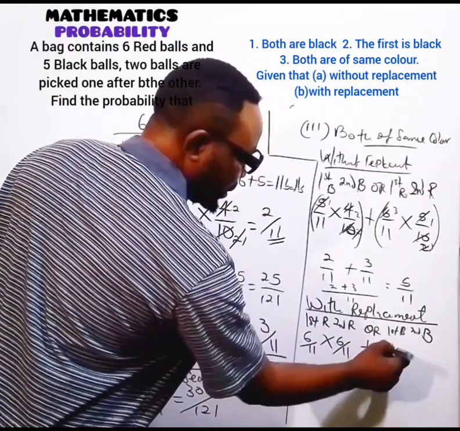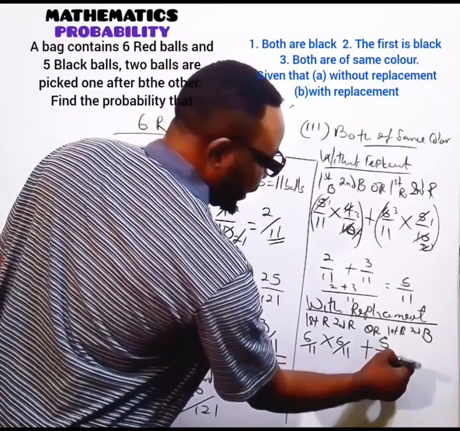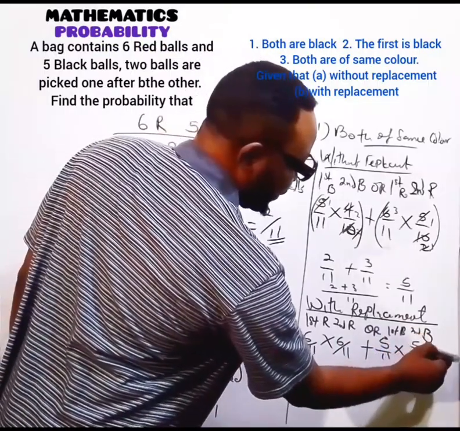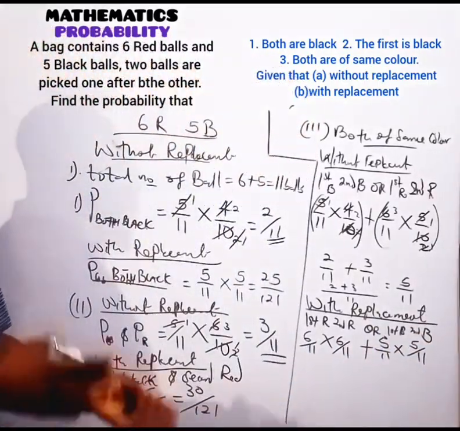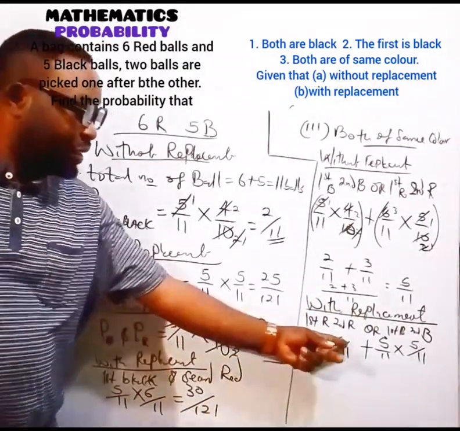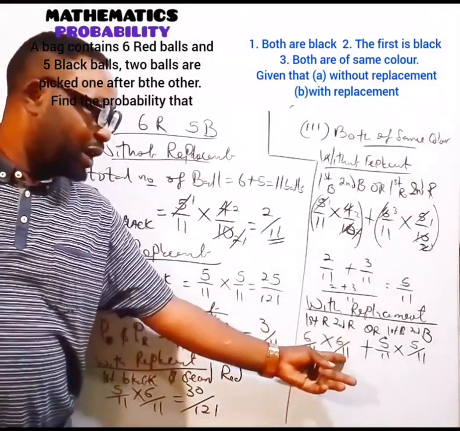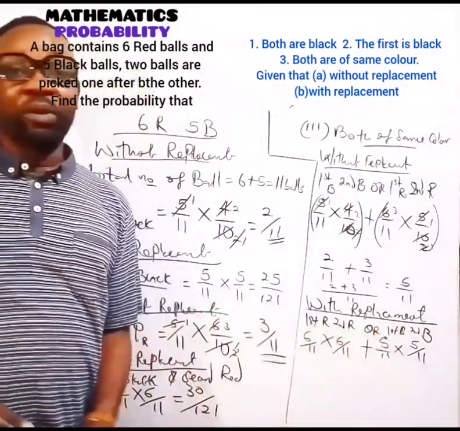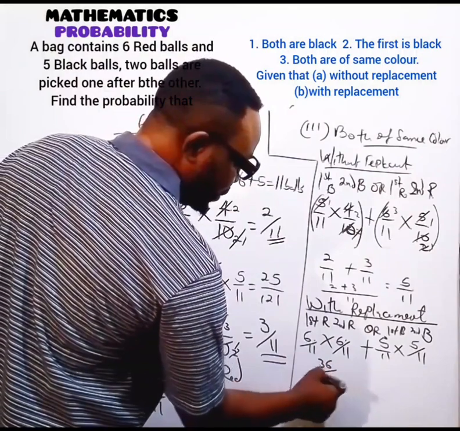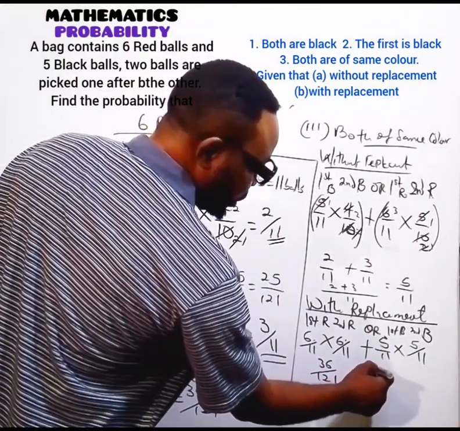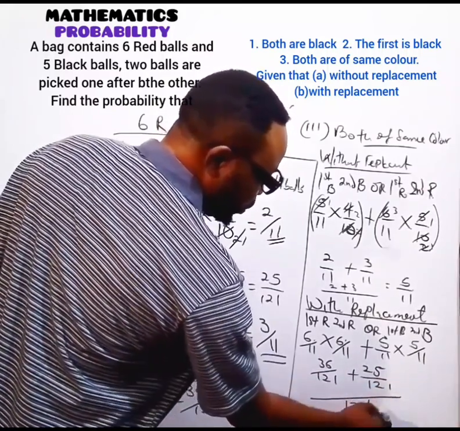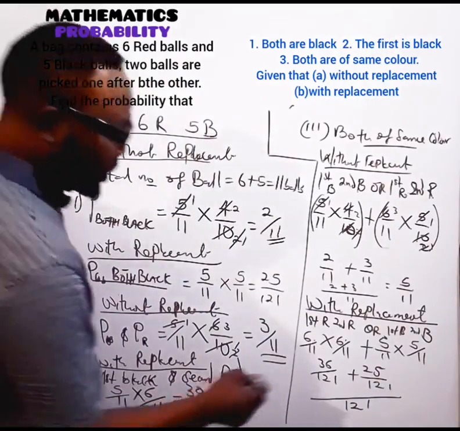Or plus, first is black, 5 over 11, multiplied by second is black as well, 5 over 11. The ball has been replaced back into the basket after the first pick, so the number of red does not reduce. Likewise, the total number as well. The same thing happens to the black ball. So we have 6 times 6, 36 over 121, plus 25 over 121. The LCM is 121. 36 plus 25.